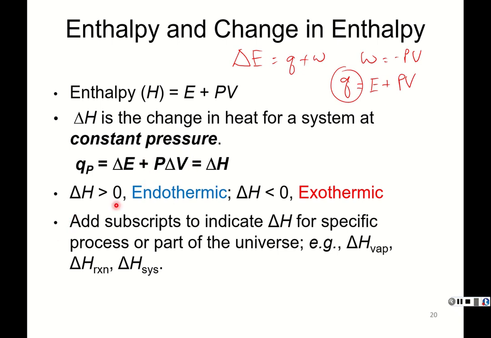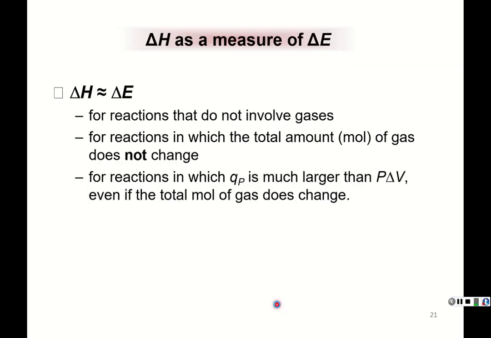Okay. And for enthalpy, delta H, as with Q, when it's a positive value, we consider that endothermic, and when it's negative, we consider that exothermic. Remember, endothermic, the heat is coming in. Exothermic, the heat is going out. All right, and we can add subscripts to this to denote what we're talking about. So we can add the delta H of a reaction, or the delta H of the system, or a specific phase change like vaporization. So you'll see those frequently.